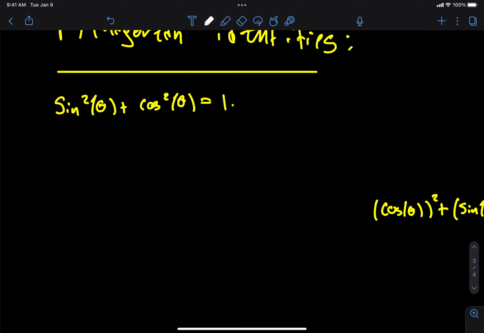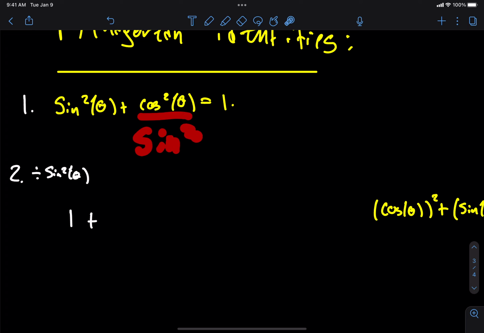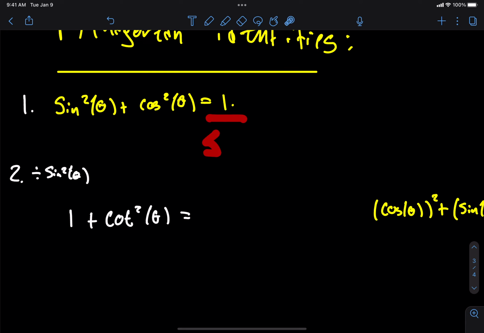So let's see what happens if we take the whole thing and divide by sine squared theta. So this is number 1. For number 2, we're going to divide both sides by sine squared theta. We get sine squared over sine squared is 1, plus, now cosine squared over sine squared, what's that going to give me? Cotangent squared. And then 1 over sine squared, what does that give us? Cosecant squared.